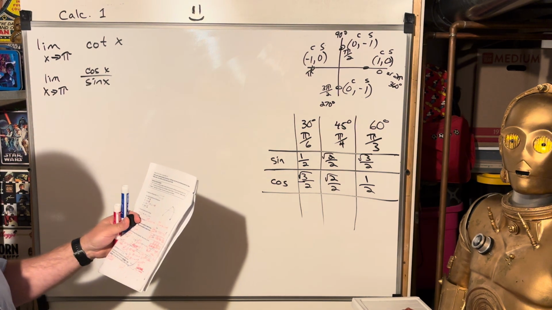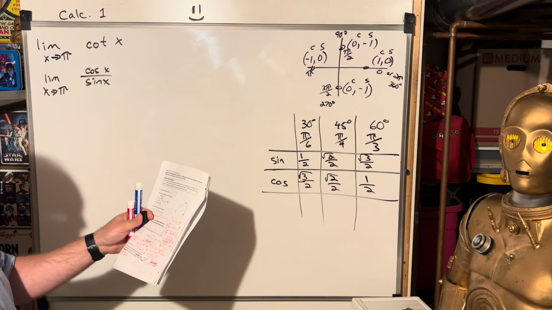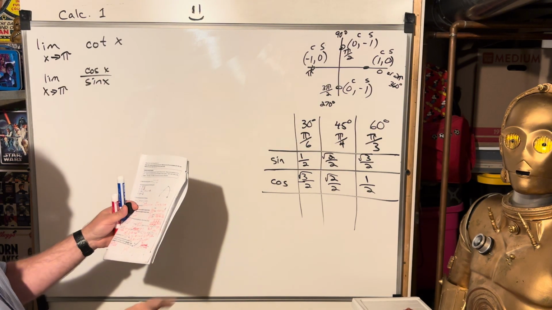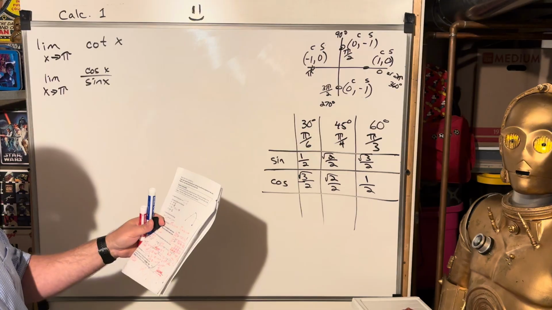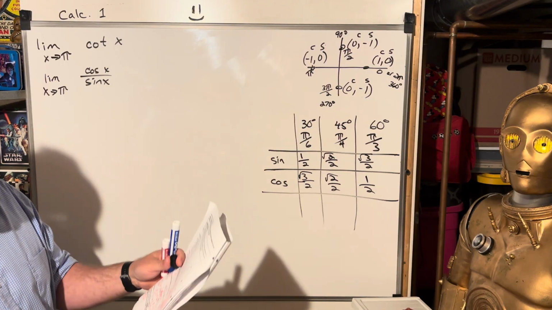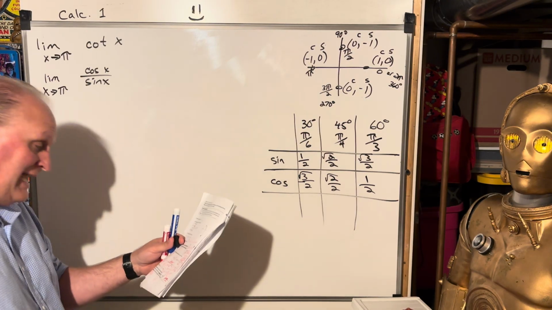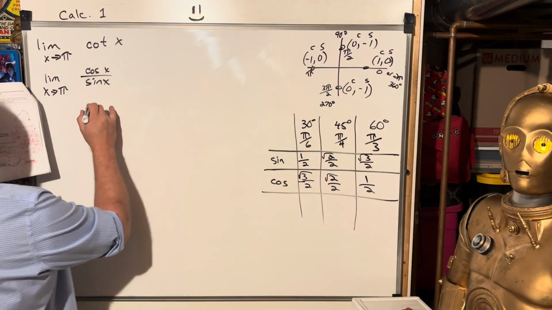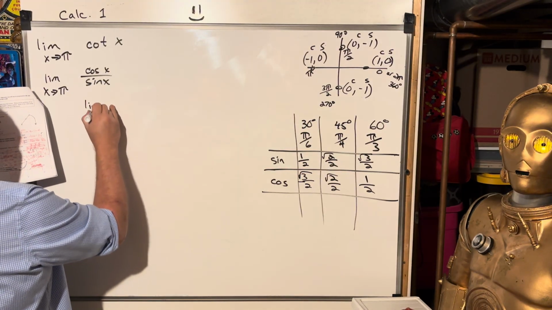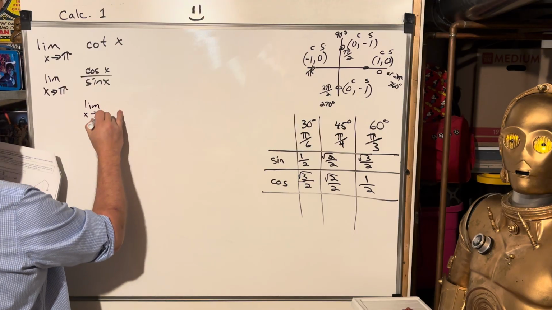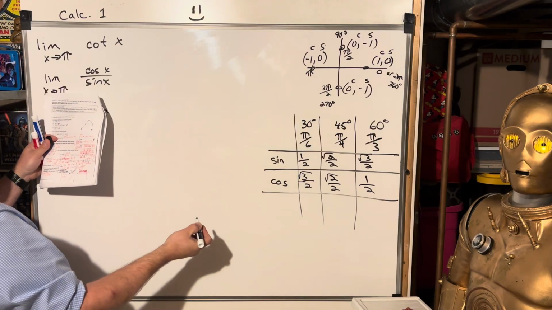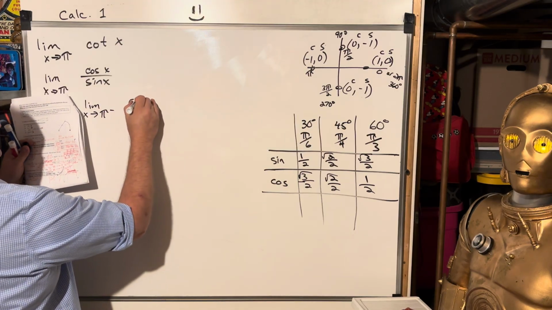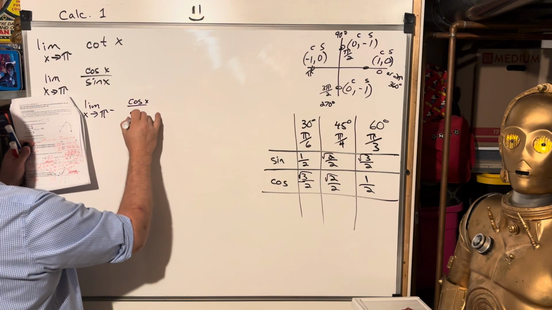That's an asymptote. And so what we're going to have to do is look at the left-hand limit and the right-hand limit and see if they're both going to positive infinity or both going to negative infinity. All right, so let's do that. We're going to look at the limit as x approaches pi from the left side of cosine x over sine x.